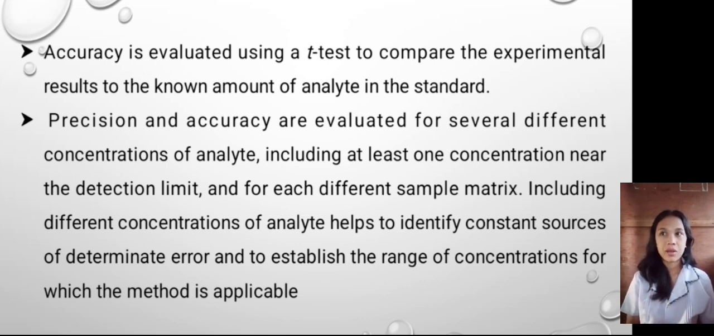Precision and accuracy are evaluated for several different concentrations of analyte, including at least one concentration near the detection limit. Analyzing each different sample matrix, including different concentrations of analyte, helps to identify constant sources of determinate error and to establish the range of concentration for which the method is applicable.